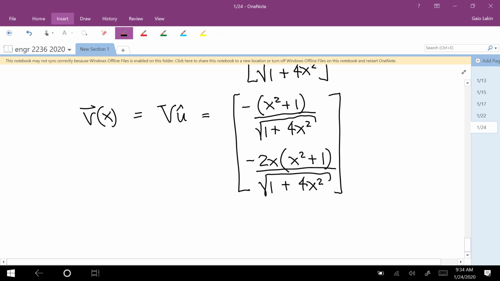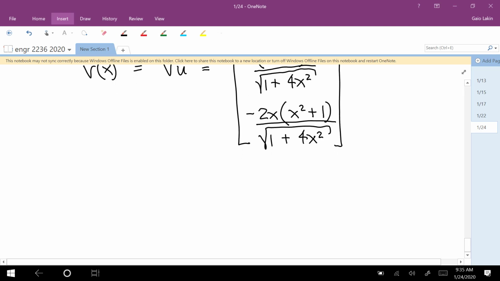I mean, probably the single most noticeable thing about it is we started out with a pretty simple looking thing, something moving along a parabola with a pretty simple relationship between the speed and the x position. And when we express it as a velocity, we get this pretty ugly looking thing.